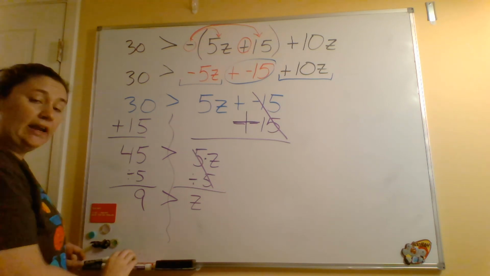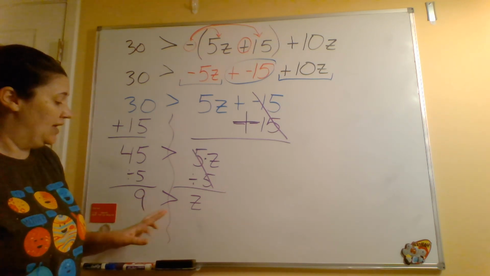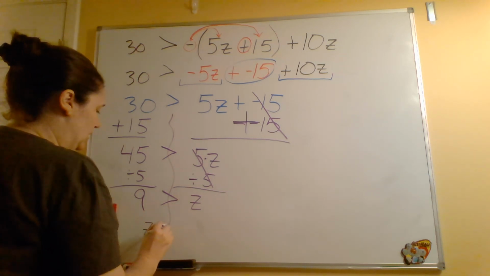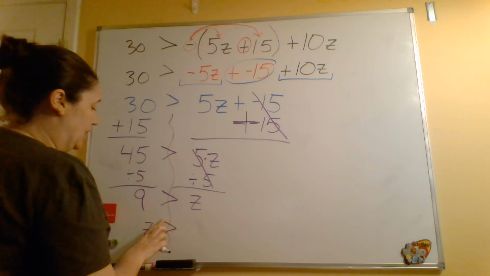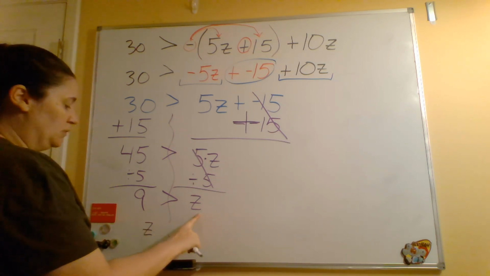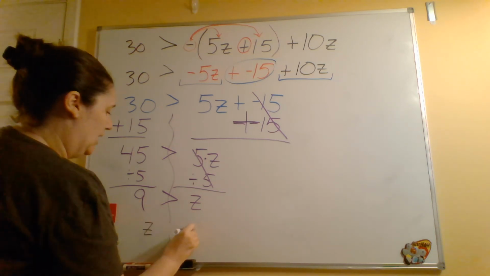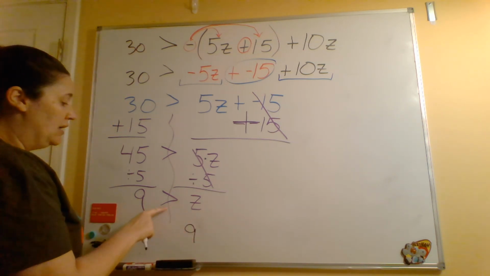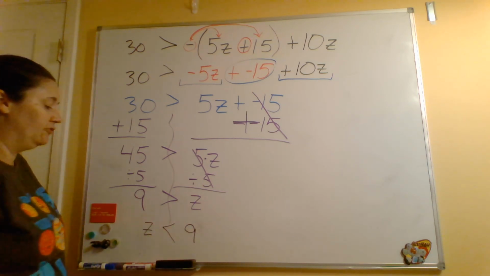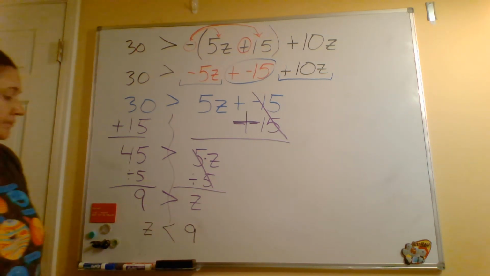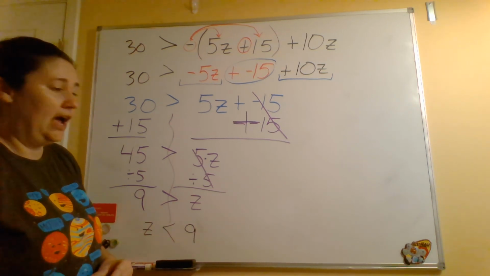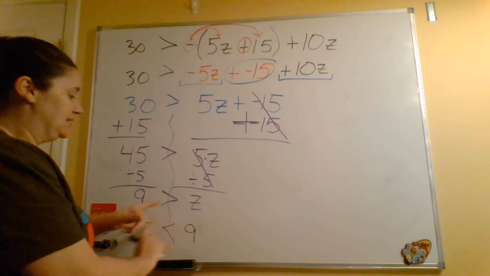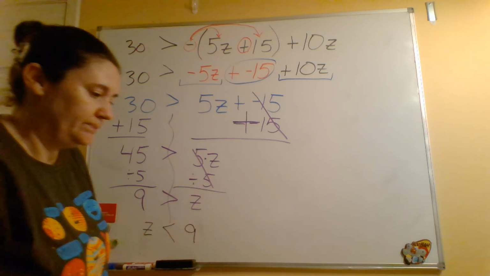I can't leave this as my answer, though. Our textbook insists that we flip this around and put z on the left. We have to flip the sign, don't we? Because when we take z and put it on the left and 9 and put it on the right, we have to flip that sign. Instead of greater than, we need less than. So z is less than 9 is our final answer. We had to flip that sign at the end because we flipped the sides that the variable was on.